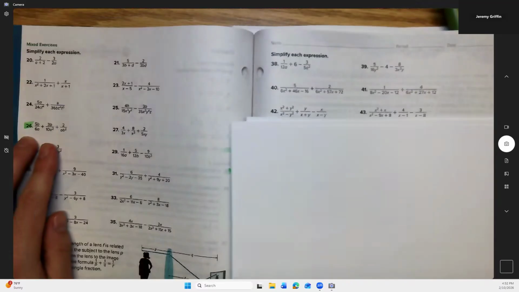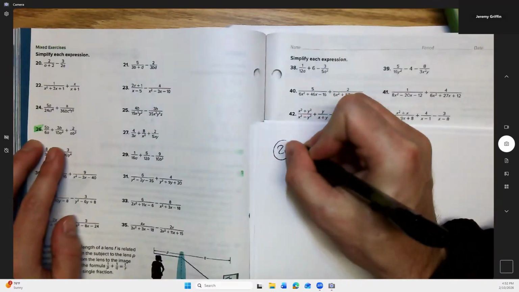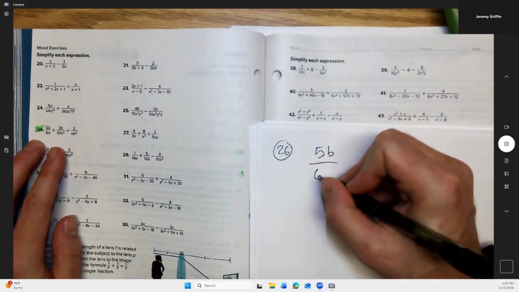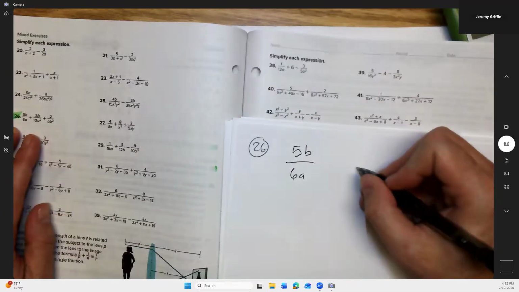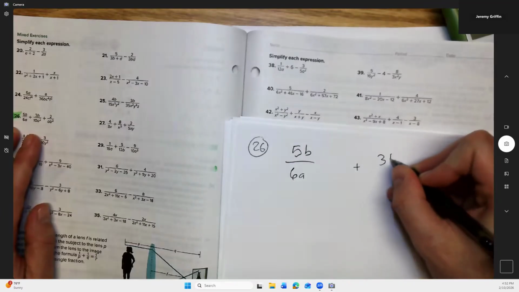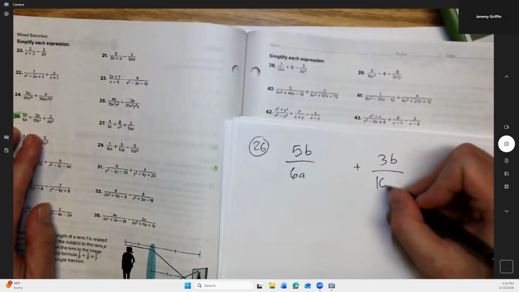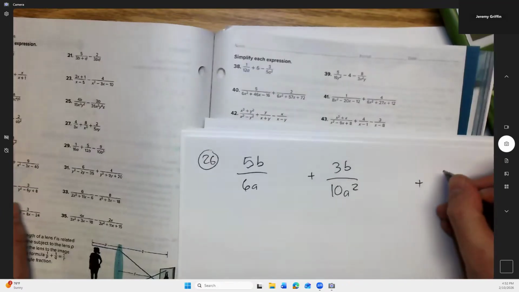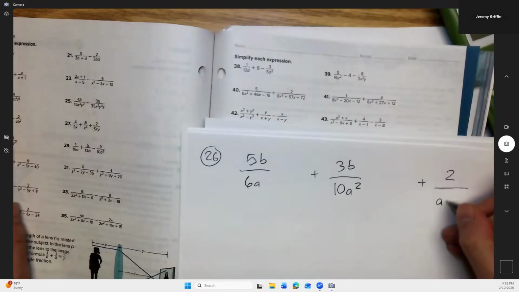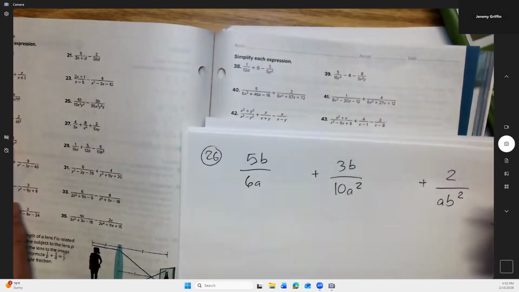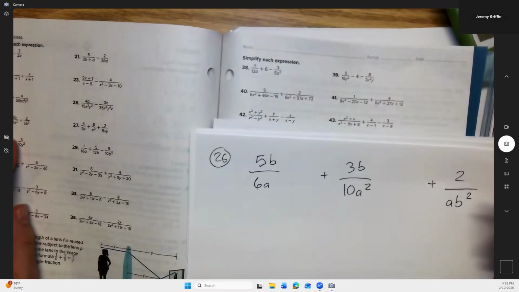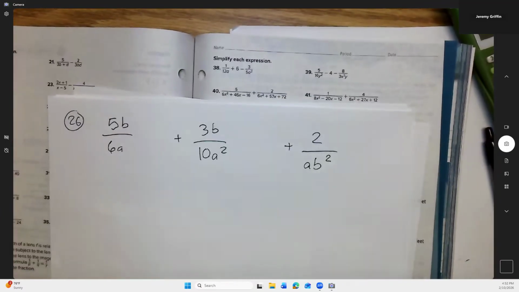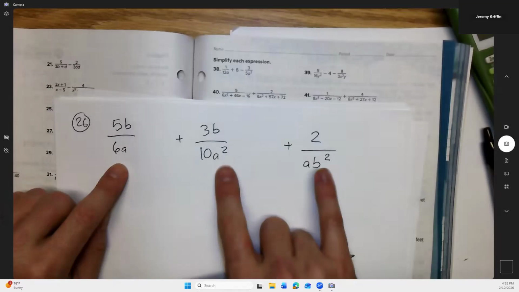All right, 26. I got 5b over 6a, leave a little space, plus 3b over 10a squared, leave a little space, plus 2 over ab squared. All right. So now we have three fractions. And remember, the rule is they just need a common denominator.